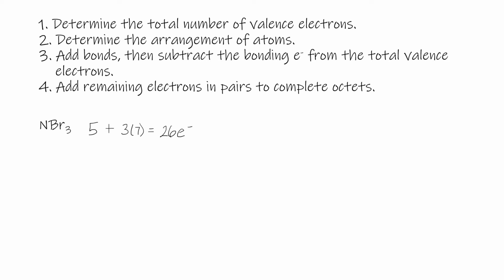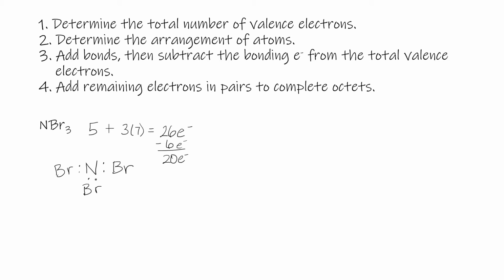Step 2 is to determine the arrangement of atoms. In this case, nitrogen is our central atom. Bromine is going to be written around that on 3 of the sides. Step 3 is to add the bonds in between. I'm going to put a pair of electrons between the nitrogen and each of the bromines. That takes care of 6 electrons, so I'll subtract that from the total number we had. That leaves us with 20 electrons to place around each atom to get their octet.